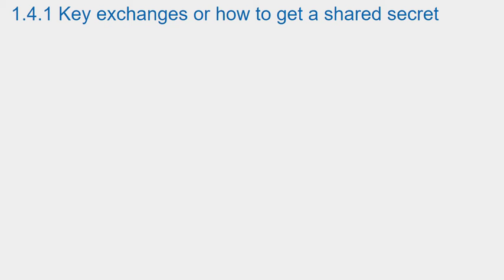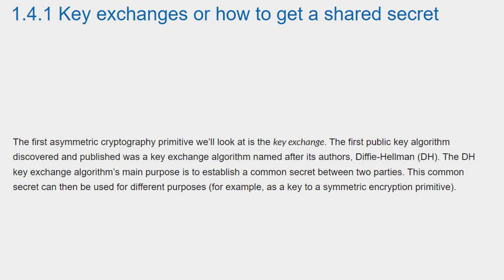Section 1.4.1 Key Exchanges, or How to Get a Shared Secret. The first asymmetric cryptography primitive we'll look at is the key exchange. The first public key algorithm discovered and published was a key exchange algorithm named after its authors, Diffie-Hellman, or DH. The DH key exchange algorithm's main purpose is to establish a common secret between two parties. This common secret can then be used for different purposes, for example, as a key to a symmetric encryption primitive.